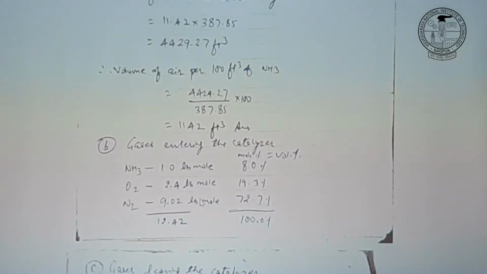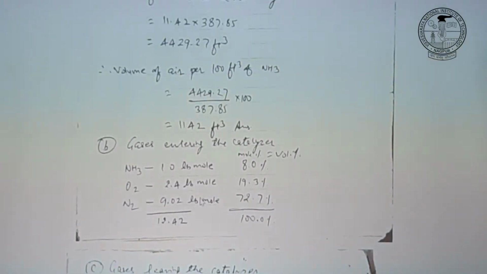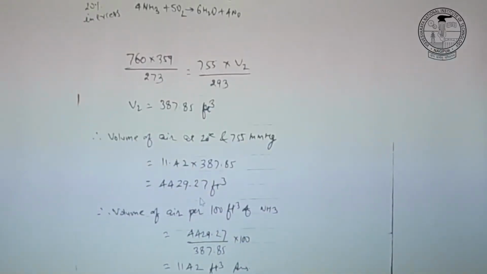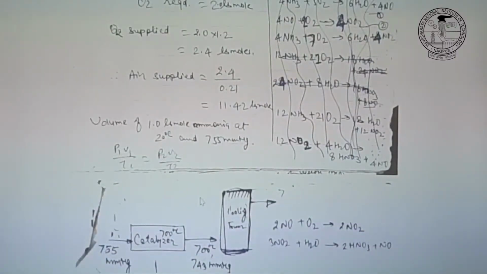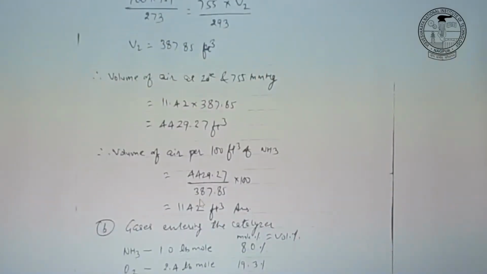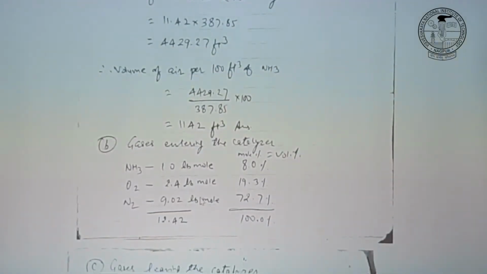Along with that, nitrogen also came, because we supplied air. So along with 2.4 lb mole of oxygen, nitrogen also came. How much nitrogen came? Total air we had calculated, that was 11.42 lb mole, minus 2.4, that will be nitrogen. So 9.02 lb mole.